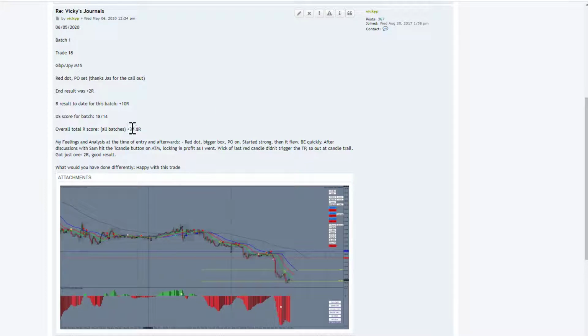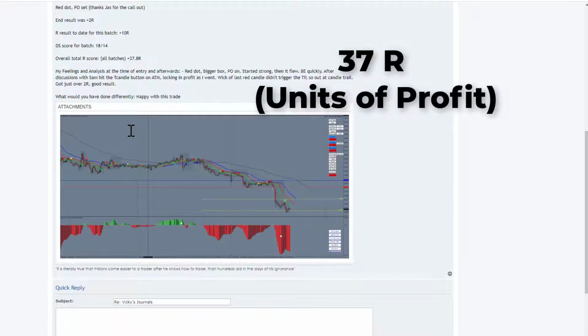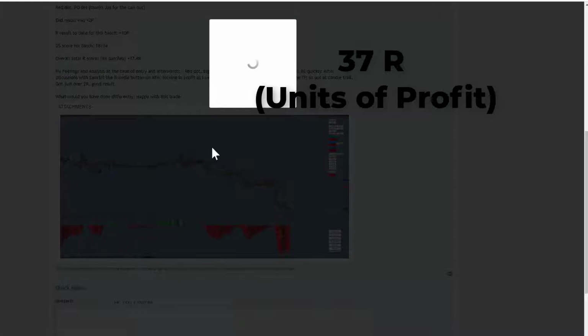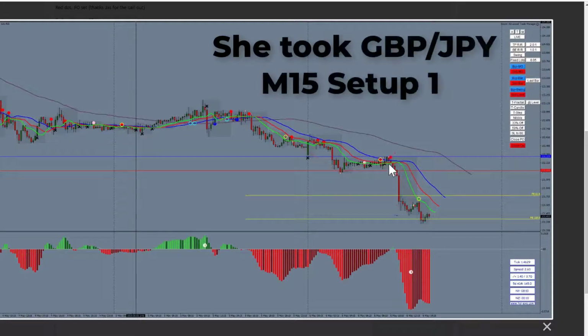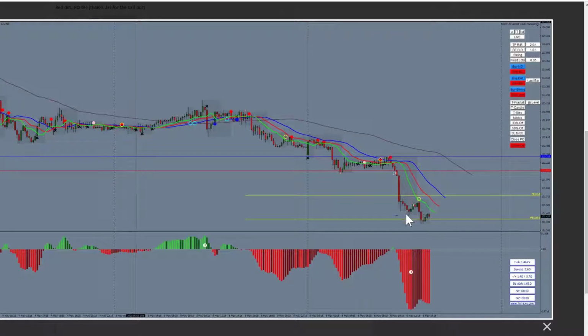She is up 37.8, and she's never lost her account because she just trades the setup one and this method. Anyway, let's go to this chart, and you can see that she has taken a beautiful setup one on the M15, and then trailed candles. Well, if she didn't trail candles, it would have hit her target point anyway. And when she got out, this was the setup going on for the M5 chart.